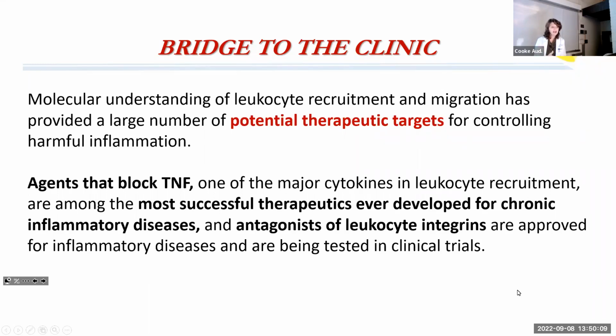For instance, agents that block the tumor necrosis factor, which is one of the major cytokines in leukocyte recruitment, are very successfully used for controlling chronic inflammatory disease. Also, there are antagonists of leukocyte integrins approved for inflammatory diseases. So there's a very practical finality of knowing all this arid basic science information that I gave you so far.